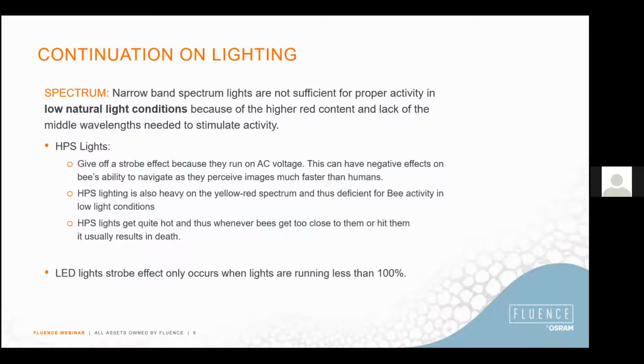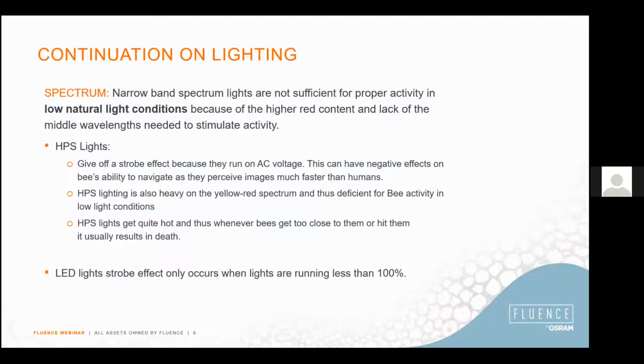Also, the HPS spectrum is heavy on the yellow to red side of things, and so it also is deficient a lot of times for bee activity in those low natural winter conditions. Also, we can't ignore the fact that we all know HPS lights get quite hot. So when bees get too close or accidentally bump up against them, it usually causes death to the bees just because of the excess heat.